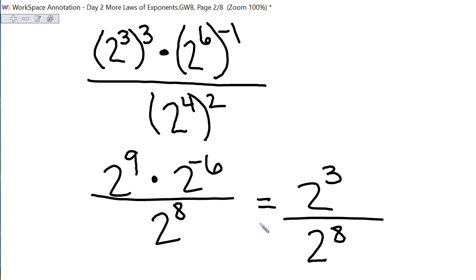So 2 to the 5th in the bottom, and what goes at the top? 1. And my final answer would be what? 1/32. So 1 over 32. So instead of trying to multiply and getting a big answer, just try to find a common base to keep things simple.